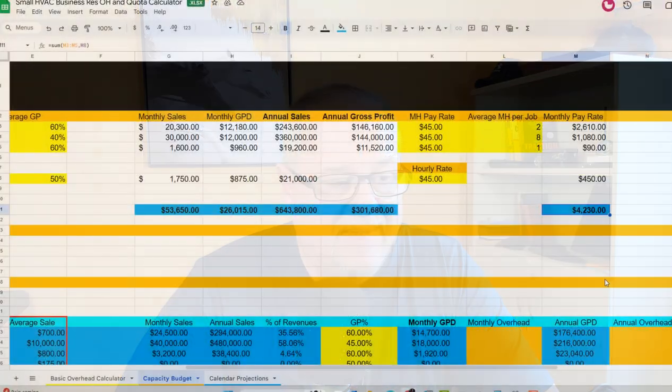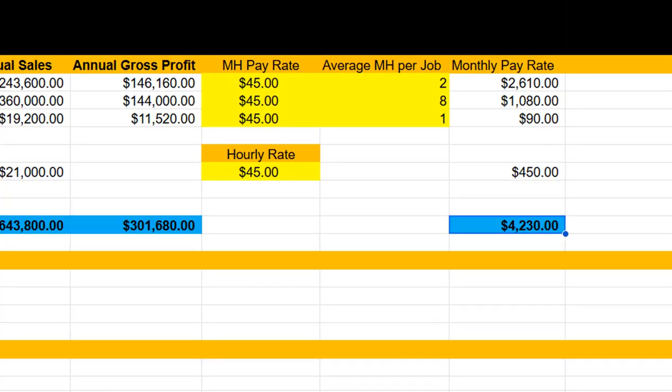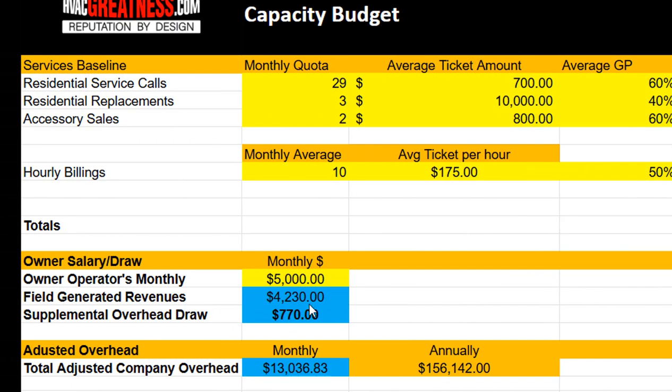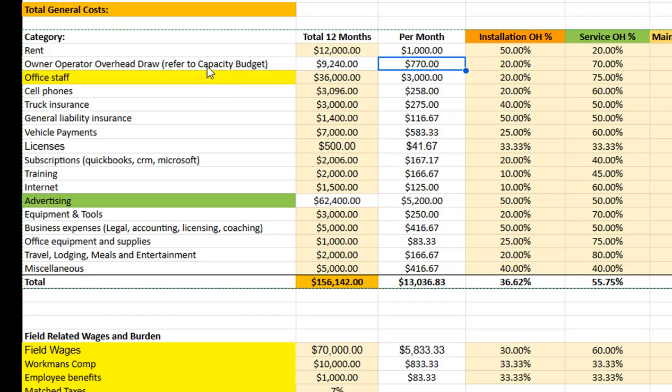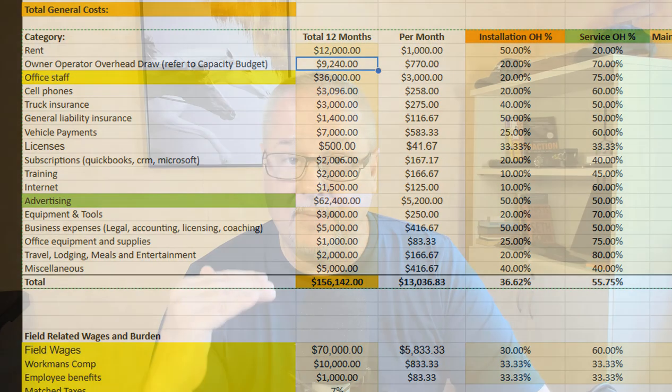The point is, I've got $4,230, but I draw $5,000. Uh-oh. That means if I'm paying for myself $4,230, but I need another $770 to make ends meet, then I'm going to come over here and put $770 as part of the owner operator, so that it builds an extra $9,240 into the overhead so that I can pay myself the salary I've got to have. And as you come out of the field, and that goes down, then you adjust this.